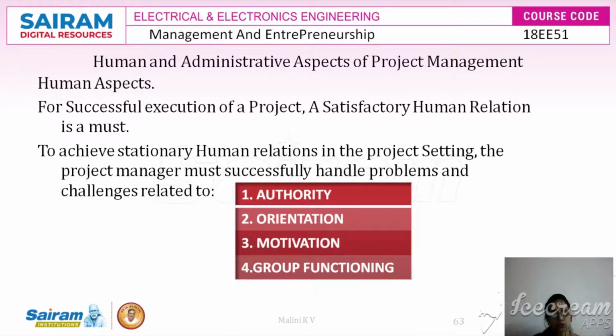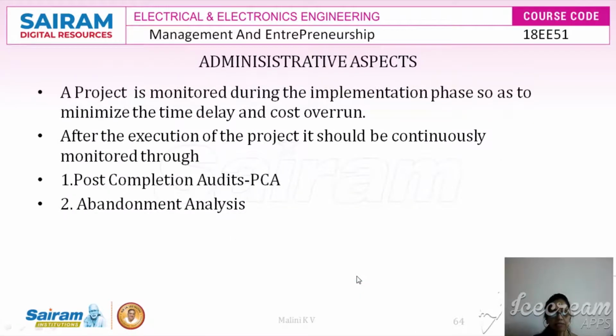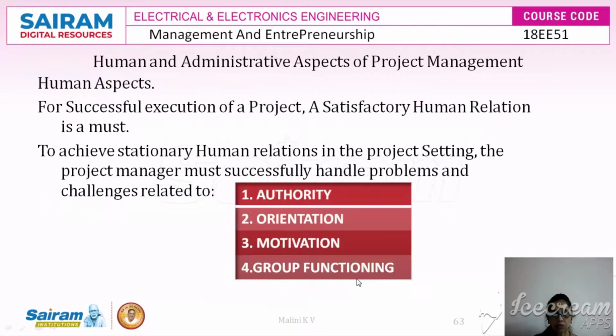So to do this, the project manager has to have four different types of qualities. These challenges are related to authority, orientation, motivation and group functioning. What is this authority? All these four factors are the human aspects of project management. So when we think about authority in project management, the project manager whose activities cut across the functional lines of command needs to have a desired local authority.